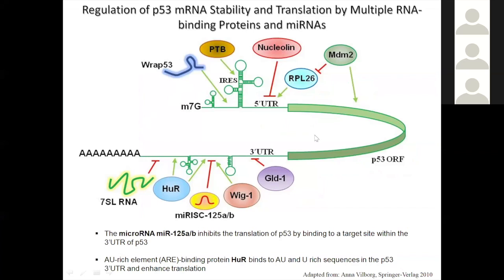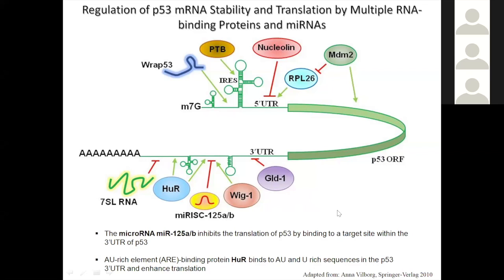So basically, what I was telling is that the P53 mRNA translation is regulated by all these molecules which are present over here, which are either proteins or non-coding RNAs. And two of these proteins and RNAs whose functions we know are a microRNA called MIR125B, which binds to the P53 UTR and inhibits its translation. On the other hand, there is a protein called HUR, which also binds to the 3' untranslated region and enhances translation. So they work antagonistically to each other.